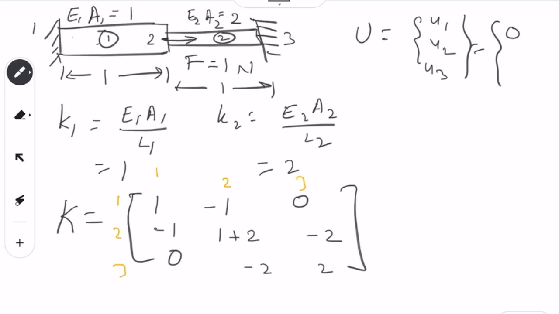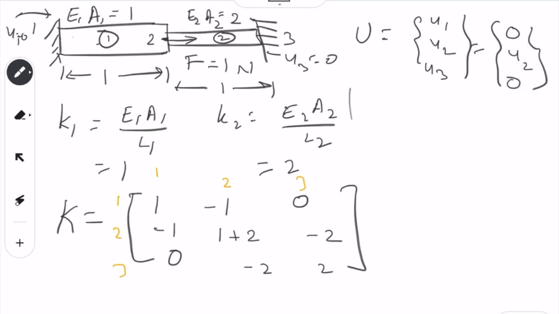U2, if applied, we don't know what it is, so write U2, and U3 again fixed. We know what that is: U3 equal to 0, so we write U3 equal to 0, and here also U1 equal to 0. Okay, so you get 0 like this.